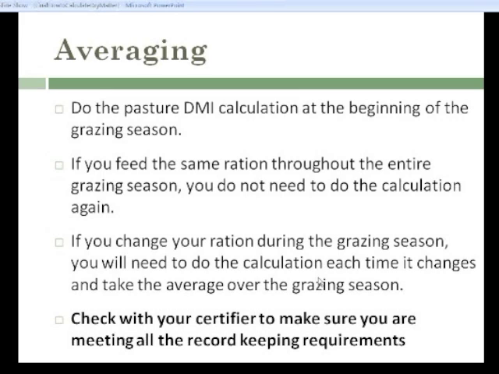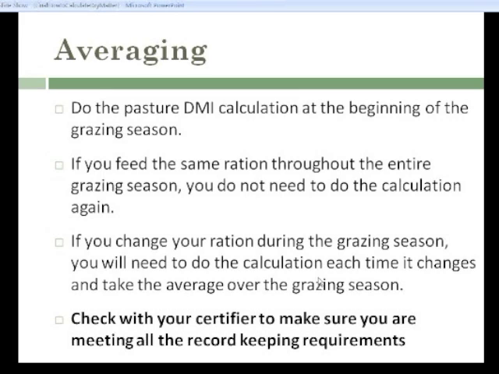So just to go over the averaging process, because this is another part of the rule that's a little bit confusing, and honestly some of the certifiers are still figuring out how to do this. When we get to the end of this year's grazing season, I think we'll get a lot more clarification from certifiers on some tables and perhaps some useful worksheets that farmers can use to do this averaging calculation.